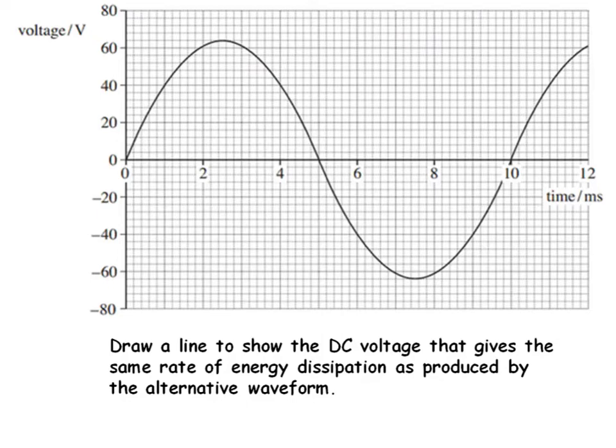So let's draw in a line at the 45. That's around about here. It's a bit difficult to do a straight line on this, but you can do this with a ruler on paper. And as you can see, it's DC, so it's a continuous, straight horizontal line all the way across at the level we calculated for the root mean square earlier. And that's what it's looking for here.